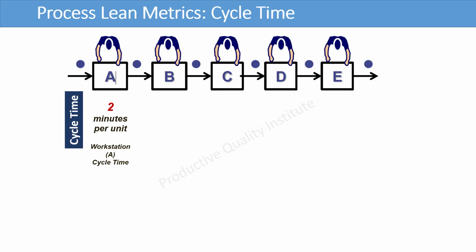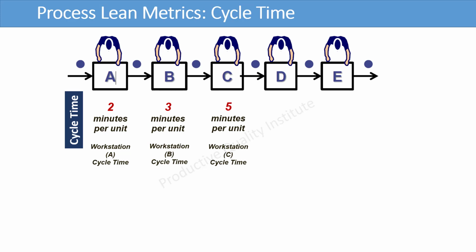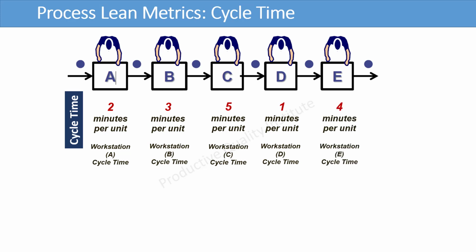For workstation A, the cycle time is 2 minutes per unit. For workstation B, the cycle time is 3 minutes per unit. For workstation C, the cycle time is 5 minutes per unit. For workstation D, the cycle time is 1 minute per unit. While for workstation E, the cycle time is 4 minutes per unit.